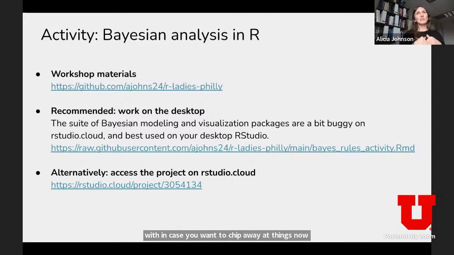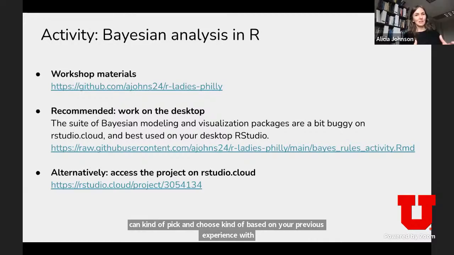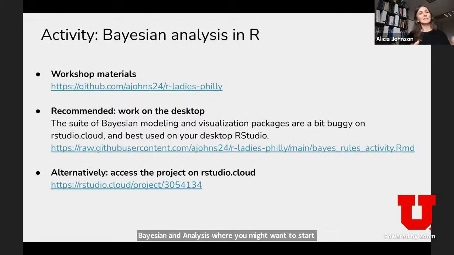It has separate stages that you can pick and choose based on your previous experience with Bayesian analysis, where you might want to start. If you're completely new to Bayesian statistics, there are some exercises at the beginning that get into more of the details of the concepts I've talked about so far. So, what does a prior look like? How does it balance with our data? How do these combine to give us a posterior model? And later, if you're more familiar with Bayesian statistics, you might skip those first exercises and jump down to where you get into more of the modeling pieces.